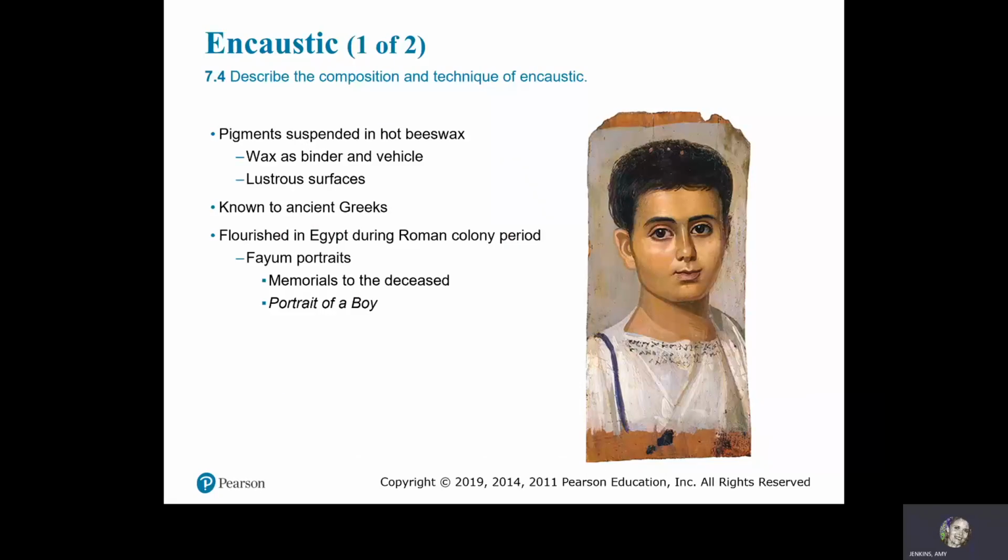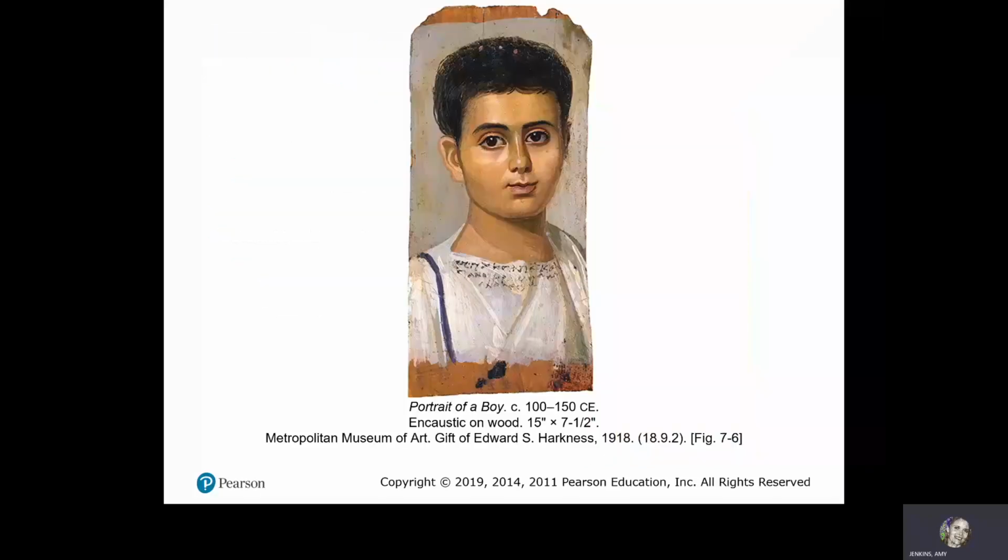With encaustic, pigments are suspended in hot beeswax. Wax is the binder and vehicle. It has lustrous surfaces. It was known to ancient Greeks. It flourished in Egypt during the Roman colony period. The Fayum portraits are memorials to the deceased, and this one is called Portrait of a Boy.